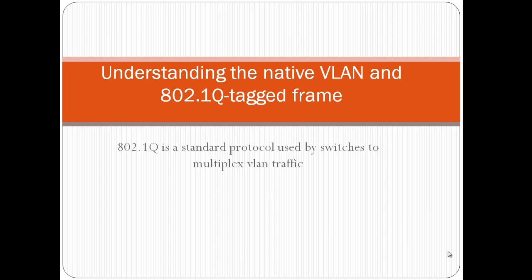Today I'm going to talk about the 802.1q tag and the native VLAN. The 802.1q protocol is a standard protocol used by switches to multiplex VLAN traffic. And this protocol is a standard protocol, so it can be used by different vendors. So you just keep that in mind. So let's go and take a look at the 802.1q tag, how it is formatted.